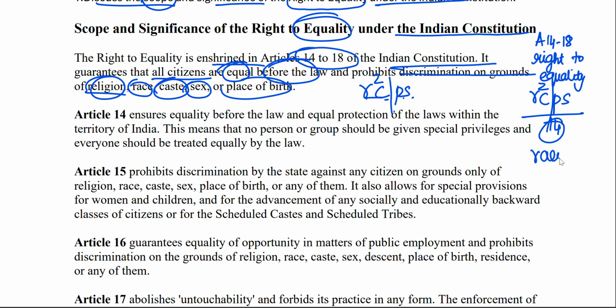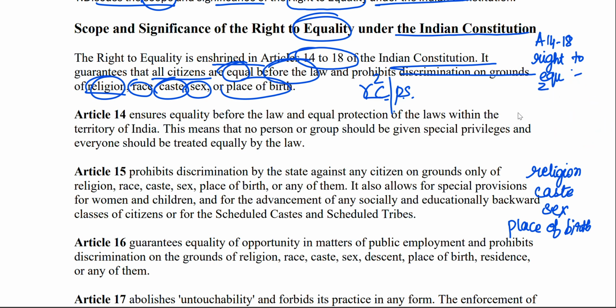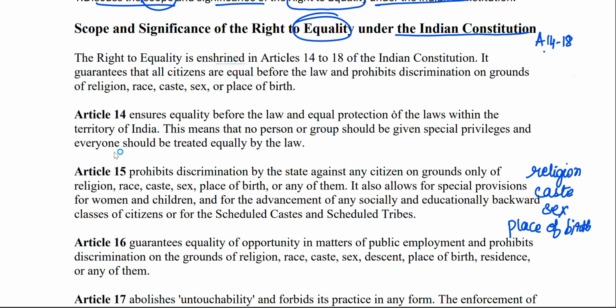You have to imagine this as R square, and 4 words are present in the mnemonics. RCPS: race, religion, caste, sex, and place of birth. So race, religion, caste, sex, place of birth. PS is the keyword, SP or PS. You can keep whatever mnemonics you wish.